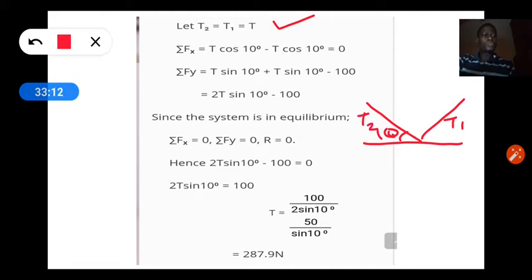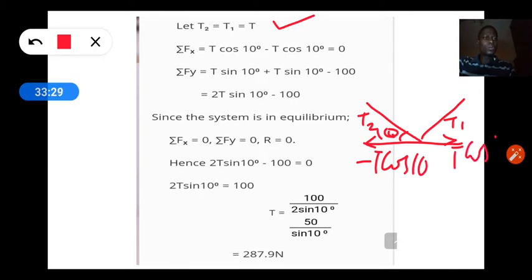Good. So if I resolve to my horizontal, these two, this way and this way, this one will be negative. That's this T minus T cos 10. Here will be T cos 10. Can we see that? And that's why we have this on the horizontal, resolving the two forces along the horizontal. Does that make sense? Okay.